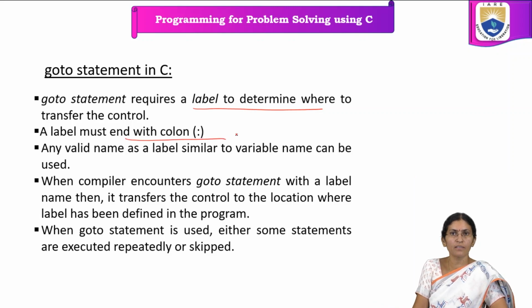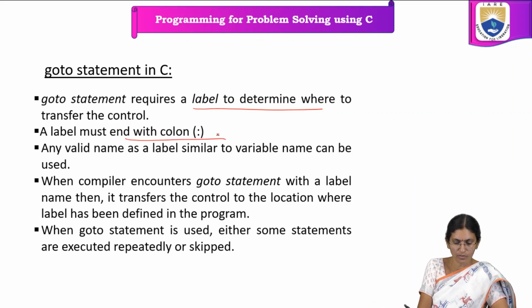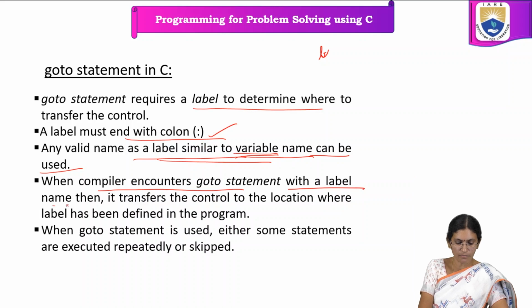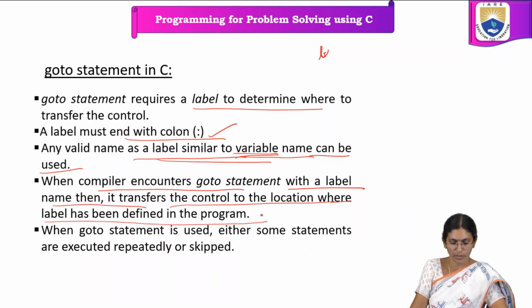A label must end with a colon. Any valid name, similar to a variable name, can be used as a label. So a label is nothing but a name given. Its naming rules are the same as we have seen for variable names. So when the compiler encounters a goto statement with a label name, it transfers the control to the location where the label has been defined in the program.